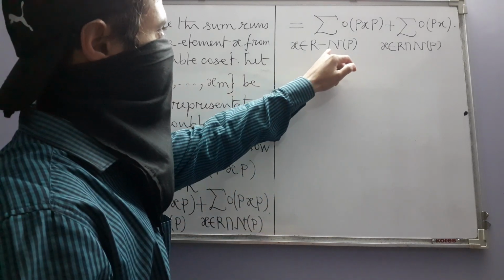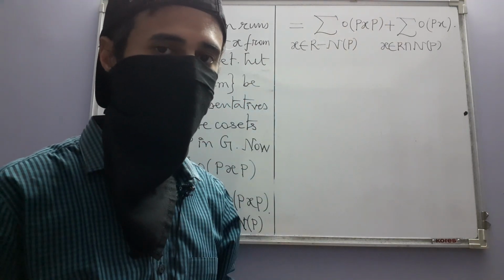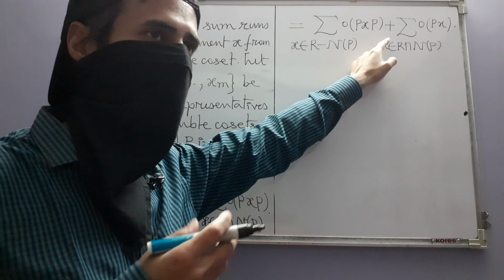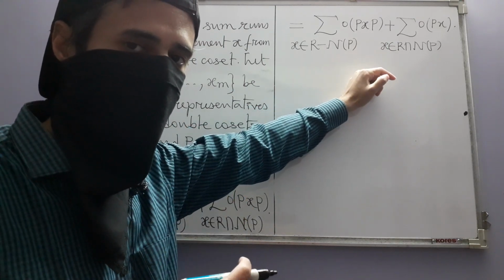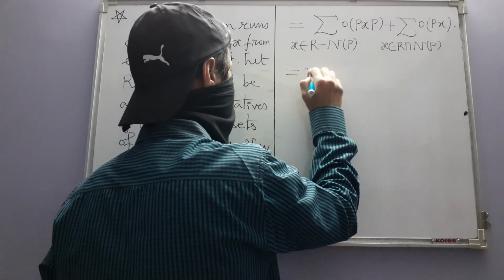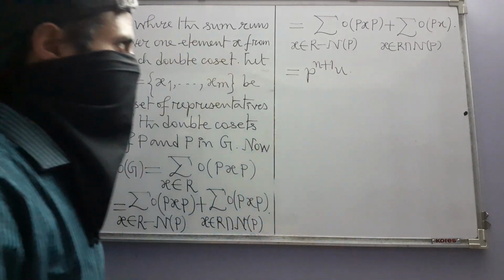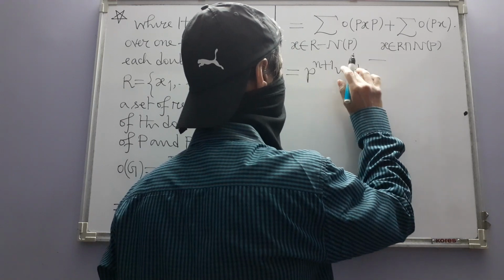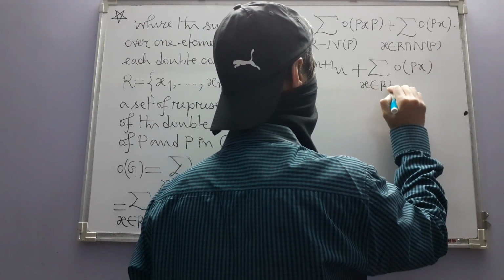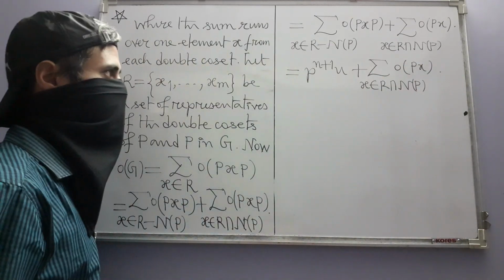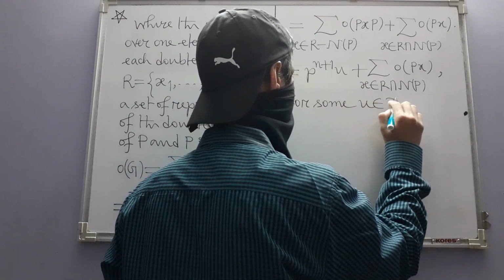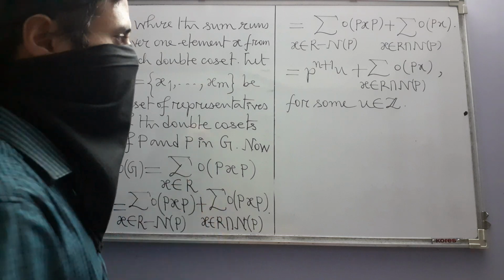Now let us recall that if x is not in NP, then order of pxp is divisible by p to the power n plus 1. That was one of those two things. So in this sum, every term is a positive integer divisible by p to the power n plus 1. So the entire term is divisible by p to the power n plus 1. In other words, it is going to be of this form, p to the power n plus 1 times u for some integer u, plus this for some positive integer, actually that's understood.